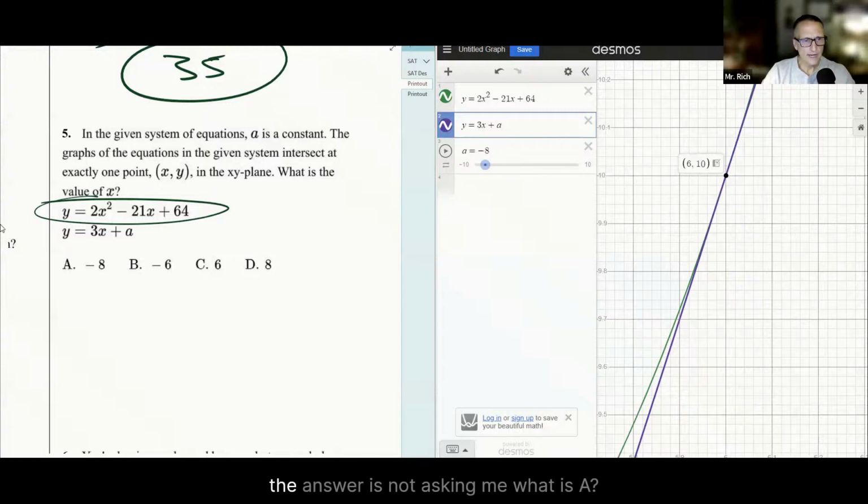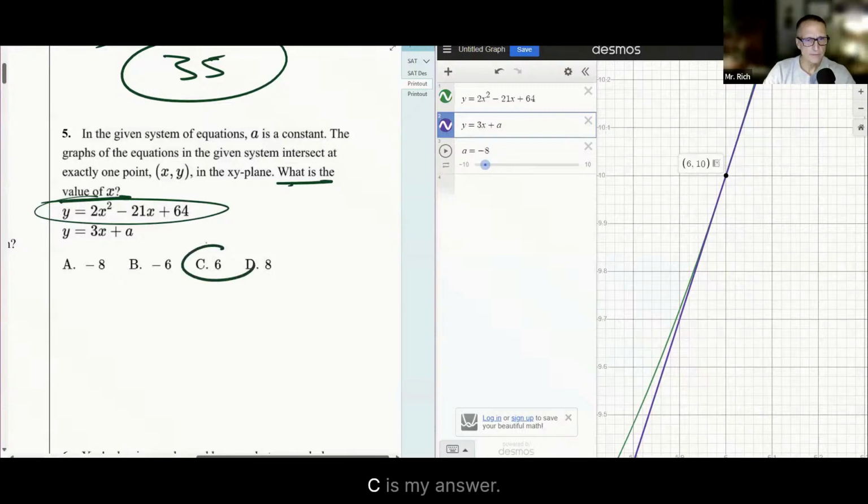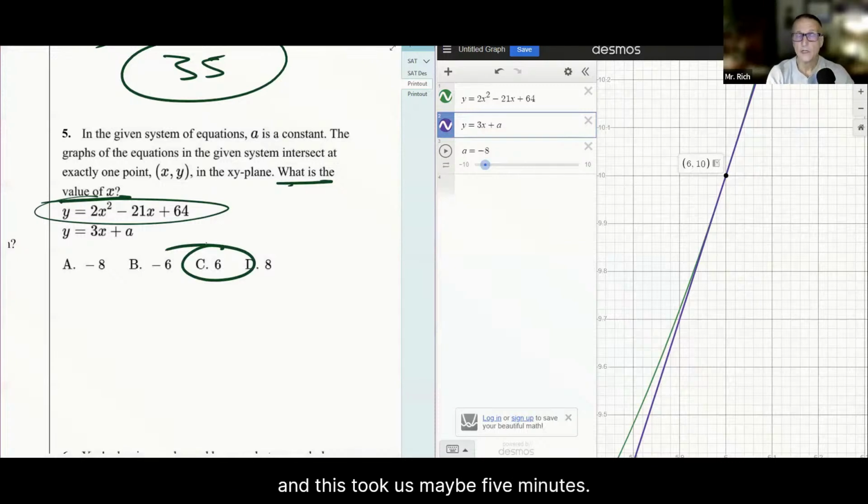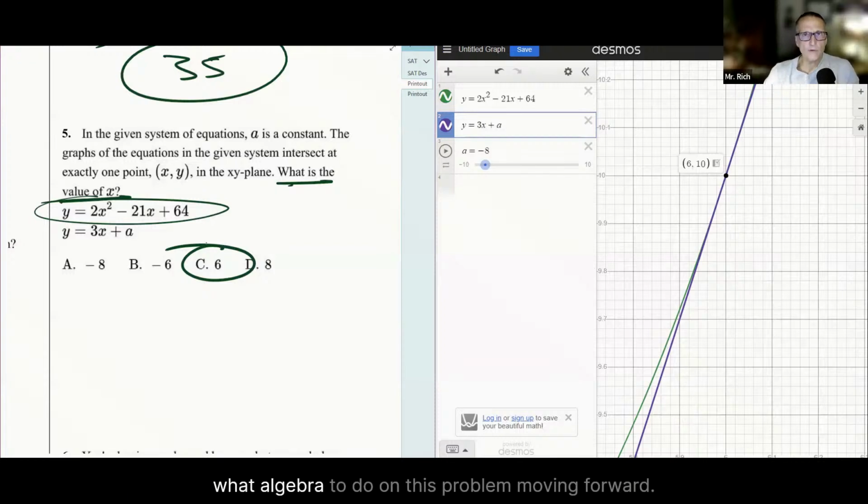Notice though, the answer is not asking me what is a, it says what is x. -8 is the a that made them cross at 1 point, but the x value where they touch is 6. C is my answer. Now, we just saved ourselves. I know I've been talking about this, and this took us maybe 5 minutes. You'll do this much faster, hopefully, but you are avoiding having to even think about what algebra to do on this problem.